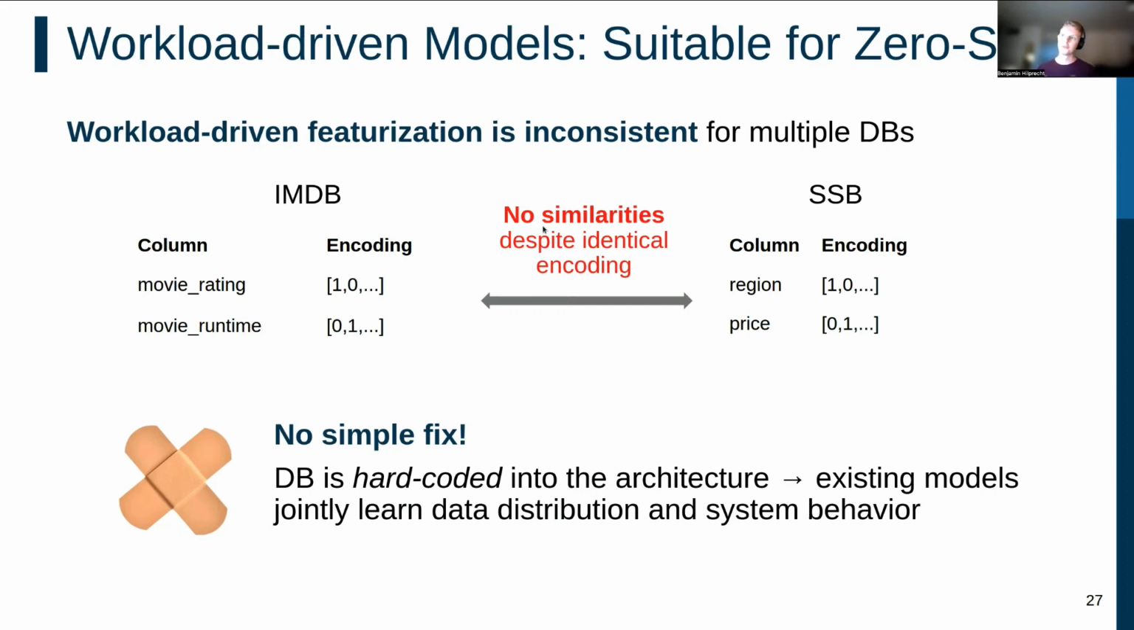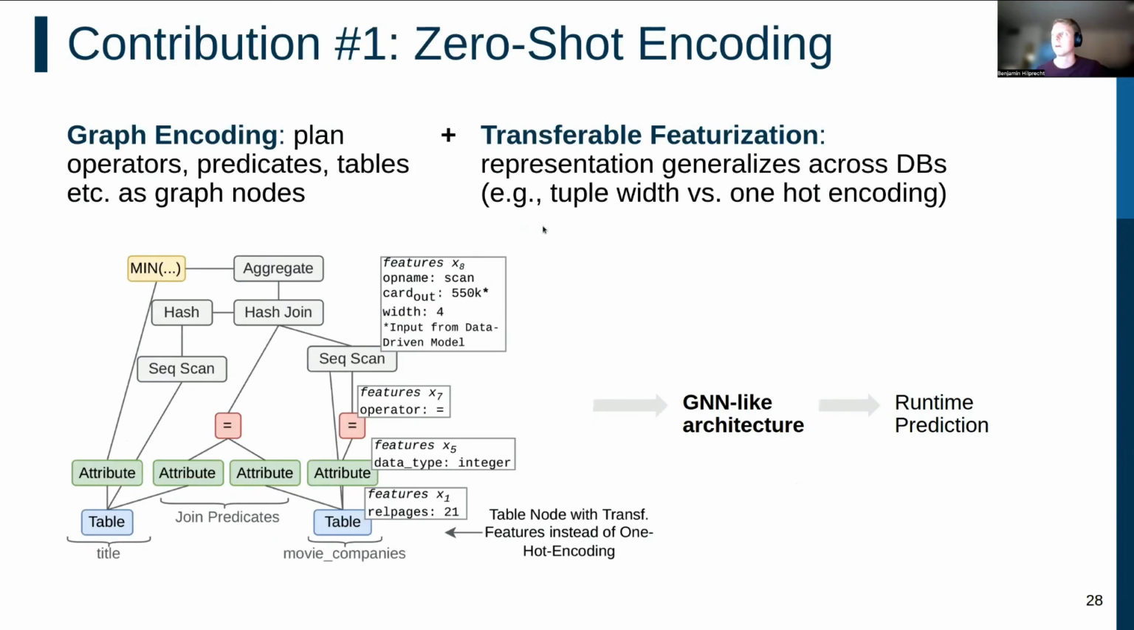So the first contribution of zero-shot cost models, which are our introduced models, is a proper encoding. And here the goal of this encoding is to make it work across databases. So we want to have an encoding that has the same semantics for every database you see and really generalizes across databases. And the way we do this is using, first of all, a graph encoding, where the entire query plan, so plan operators, predicates, tables, et cetera, are encoded as graph nodes. And this gives us the entire flexibility of graphs, first of all.